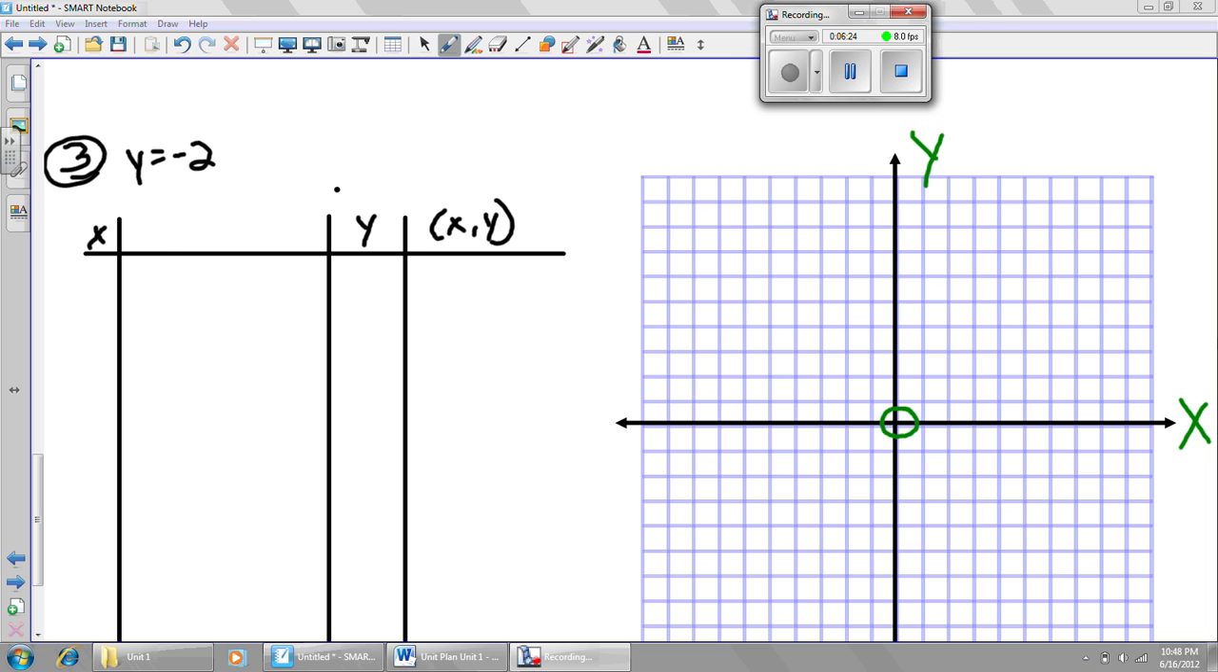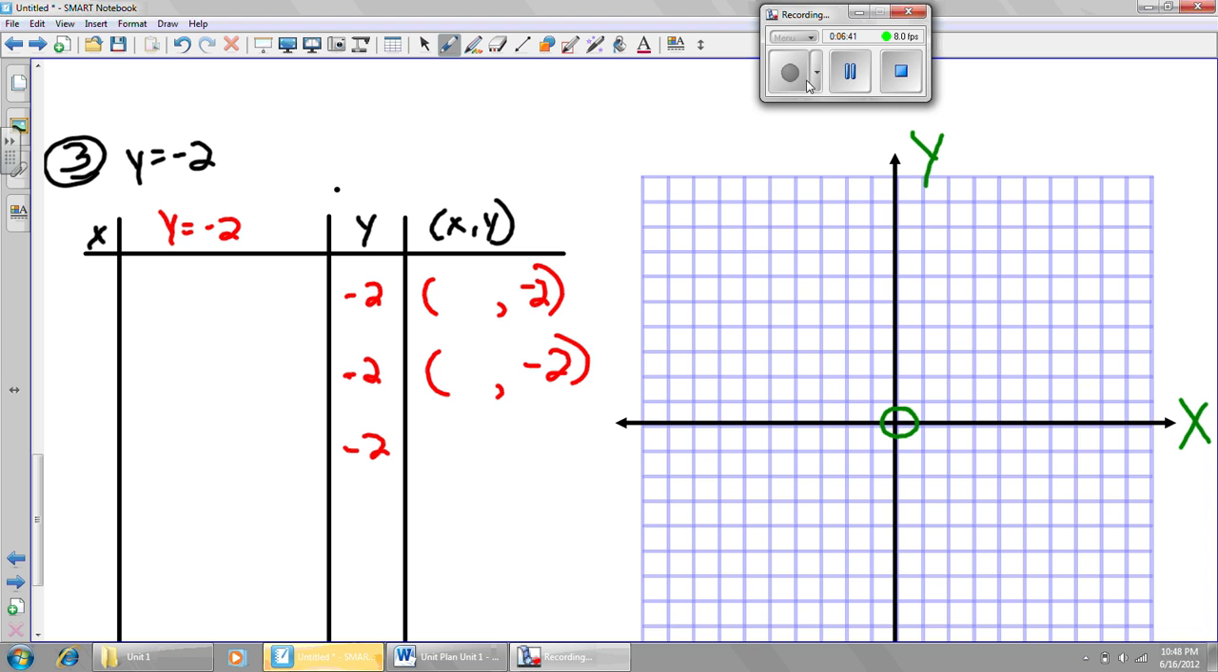Okay, on this one, I know that y has to equal -2. I'm going to get 3 y values, but they're always going to be -2. So when I do my ordered pair, I'm always going to have -2 in the y coordinate. Okay, so I'm dealing with a linear equation. I can pick any x value I want. Maybe I'll pick -7, and then I'll pick 0, and then I'll pick 10.